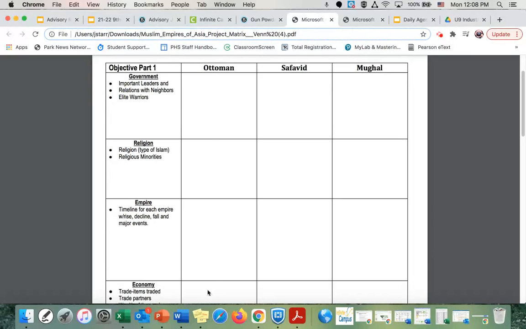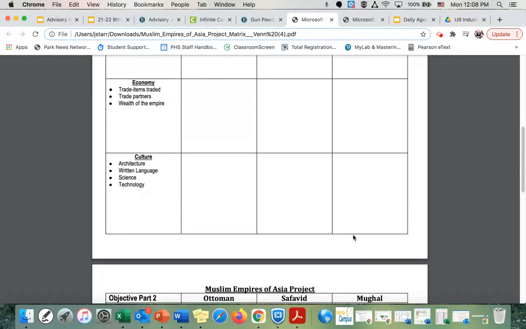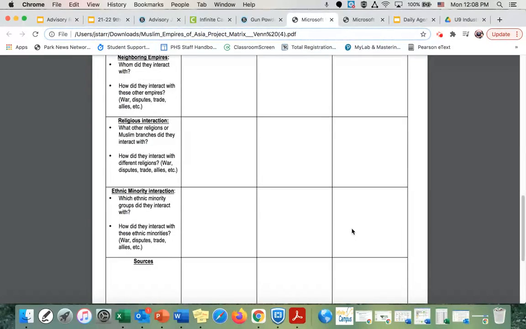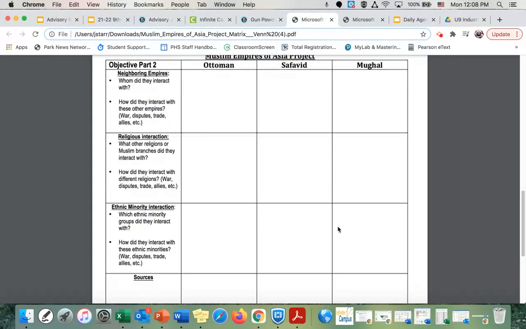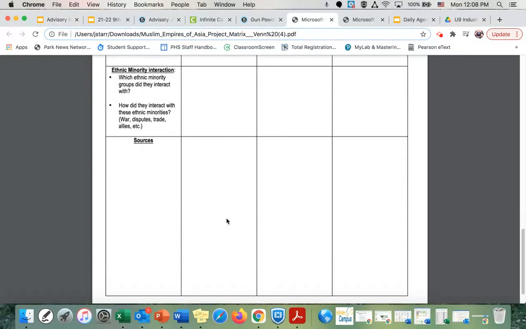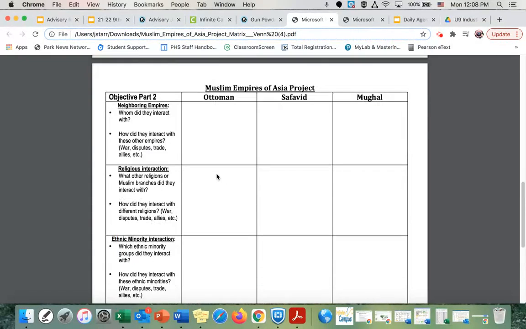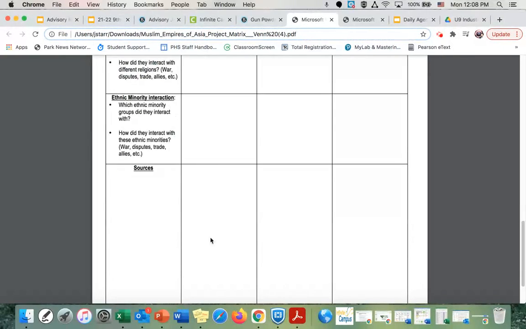So you've got the Ottomans here, the Safavids here, and the Mughals here. Okay. We've also got this portion of it for objective number 2, and you're going to write down again, answering these questions for each of those major empires. Just write the information right in these little boxes, and then you've got a place down here for sources for each one too. So if you use a specific source for the Ottoman Empire, you'll write their information down here, and so on and so forth.